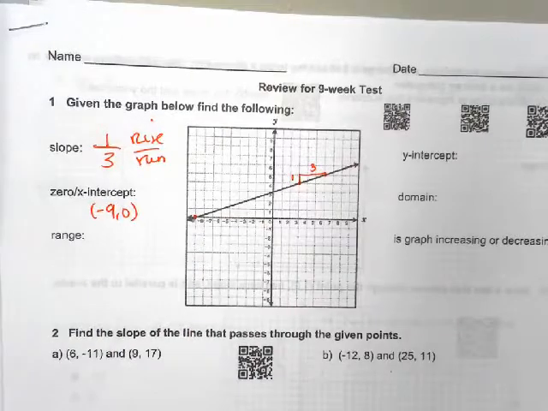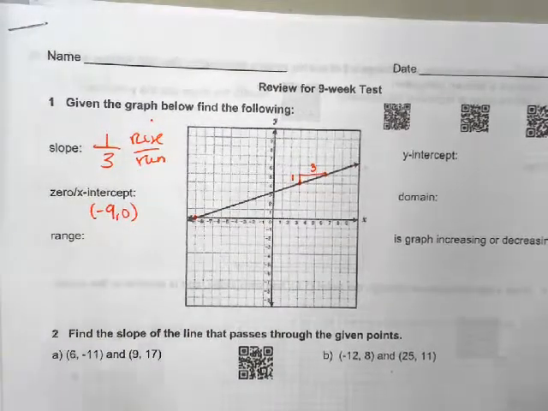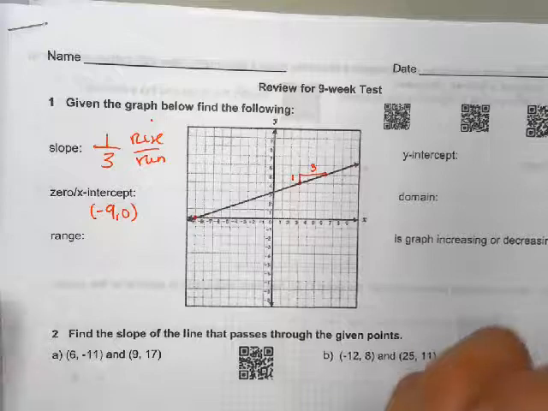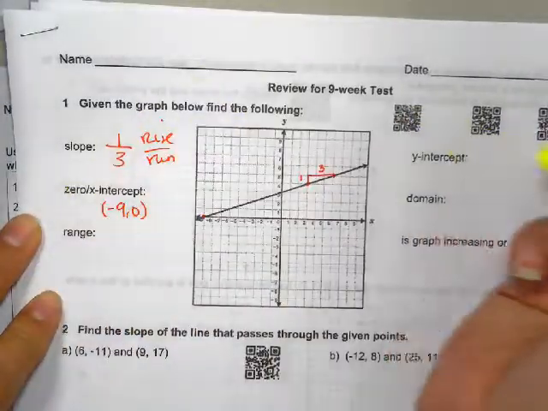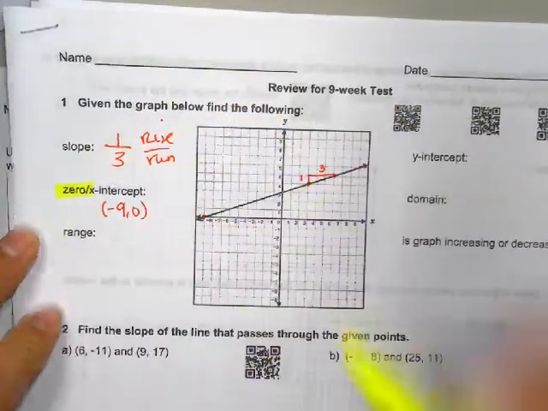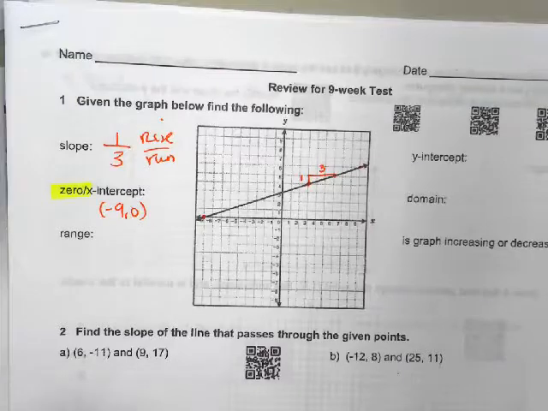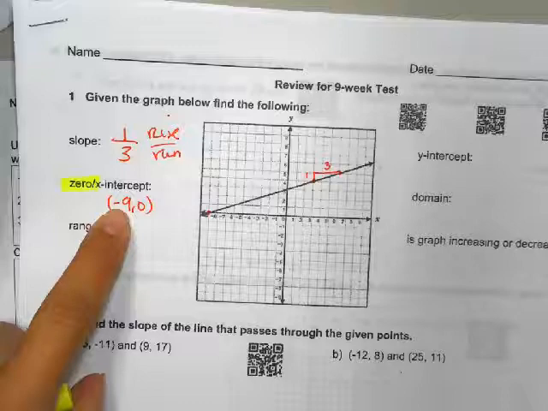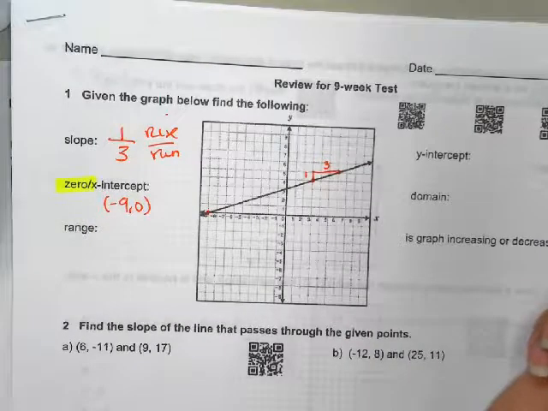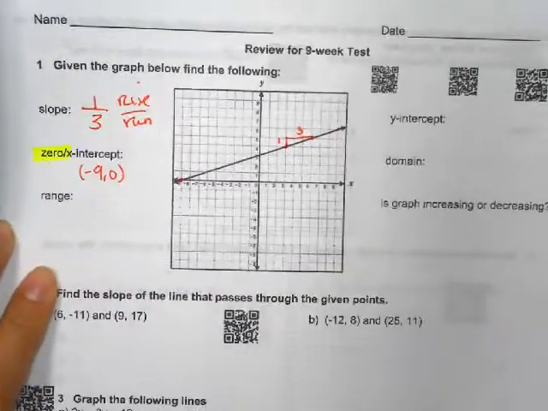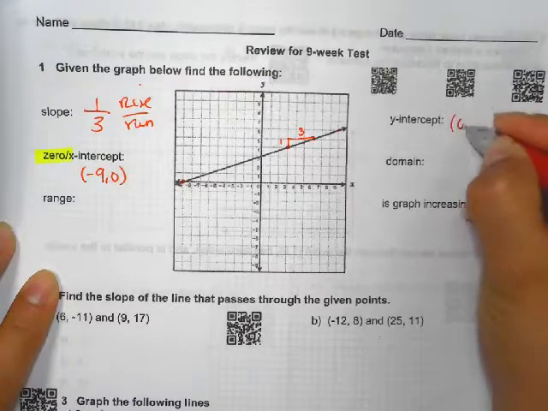Now be careful. On tomorrow's test, they're not going to say what is the x-intercept. They're going to tell you what is a 0. So you need to understand that when they're asking you for the 0, they're asking you for the x-intercept. So watch out. What is a y-intercept? Okay, very good. So 0, 3.